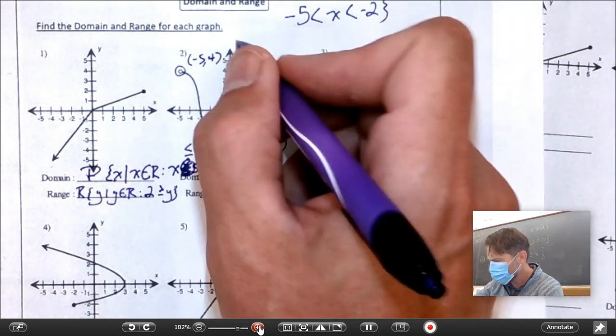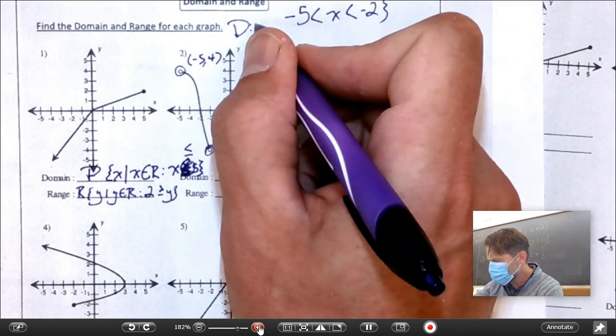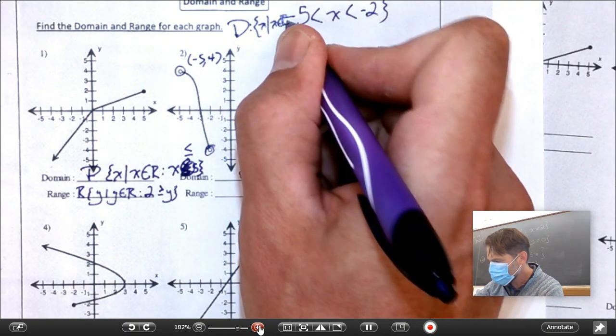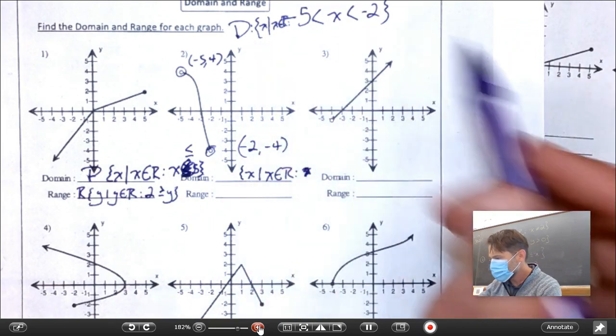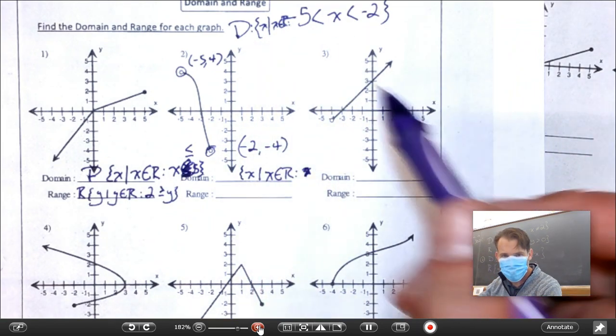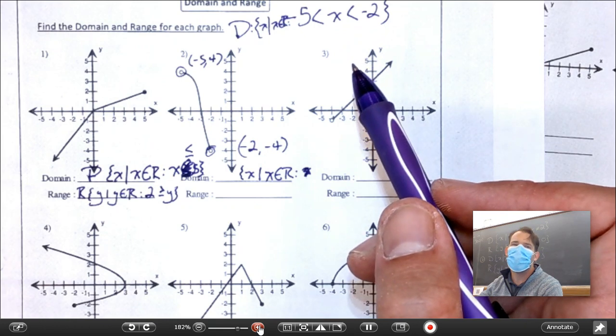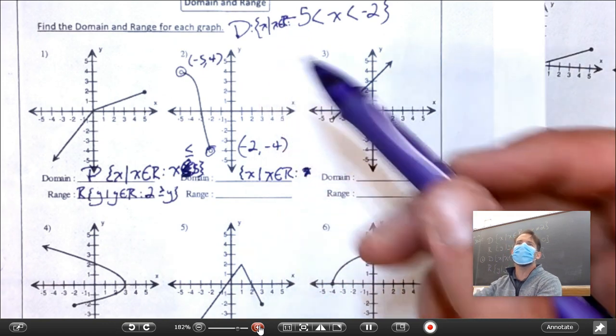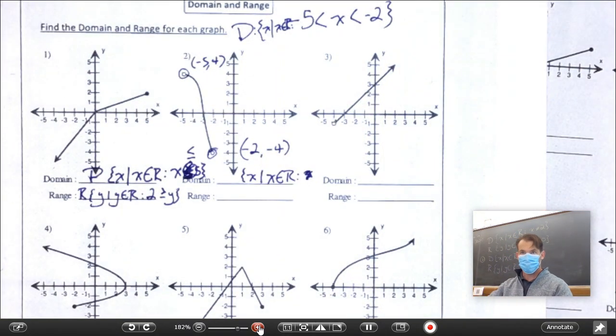So let me do that just as a big one up here. The domain is a set of x values such that x is of the reals, and then I have a colon. I need to blow this up bigger. The E is for equals? What's the E for? It indicates that x is of the set of those numbers. So we say x is of the integers, meaning x is a set of integer values. All of these are continuous graphs, so they're all of the real numbers.